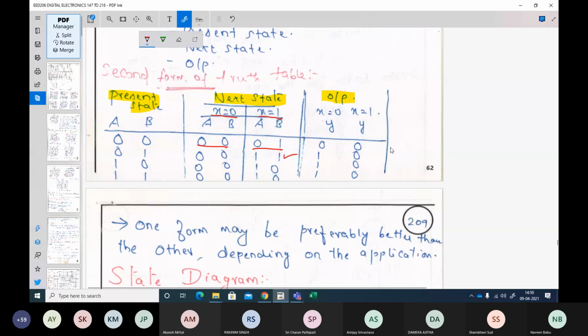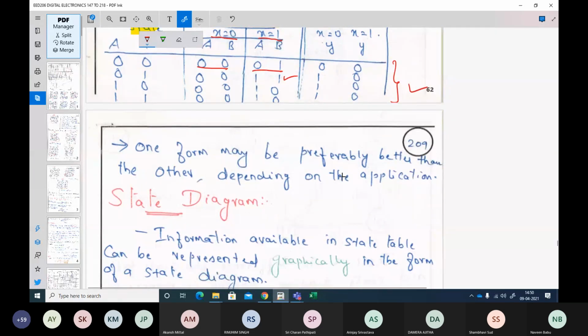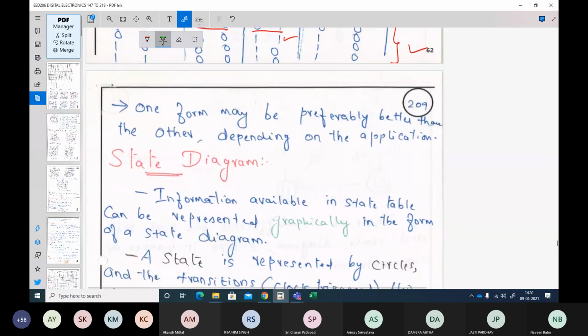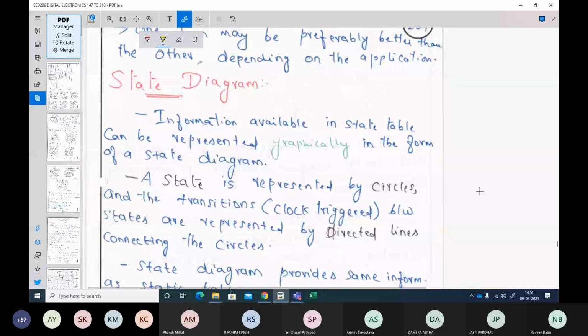Once you have the second form, it is always easy to create the final state diagram. Finally, one form may be preferable to the other depending on the application. So now how do we draw a state diagram, and what is a state diagram? A state diagram is a graphical diagram that clearly lets you visualize how the inputs are changing. To draw it, all the states are represented by circles.